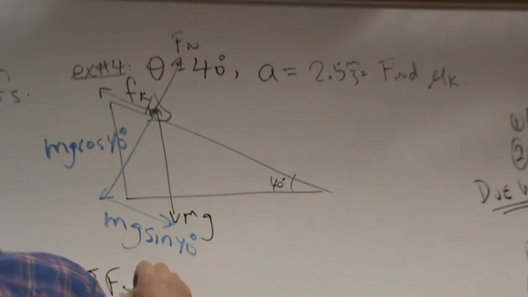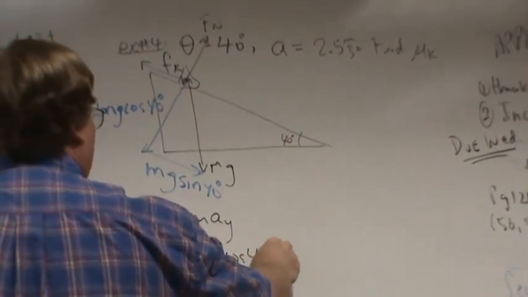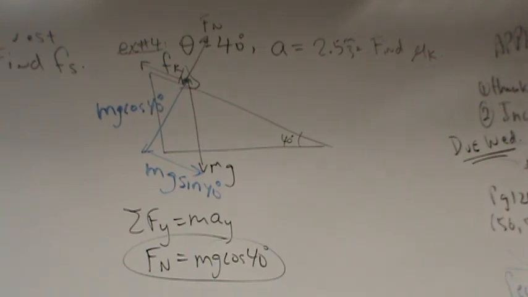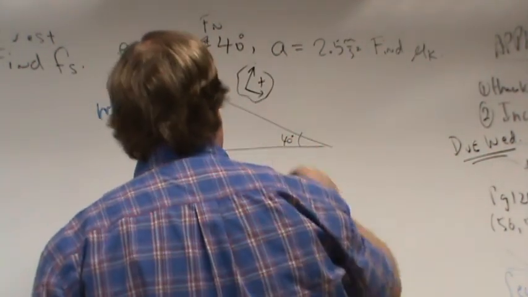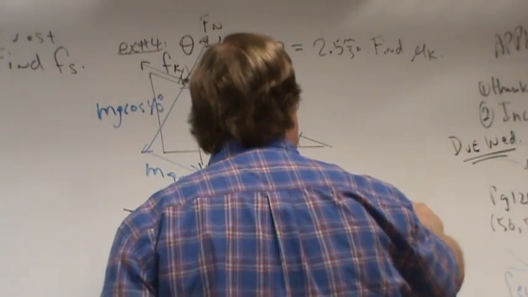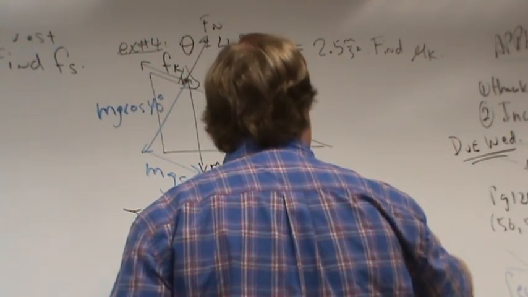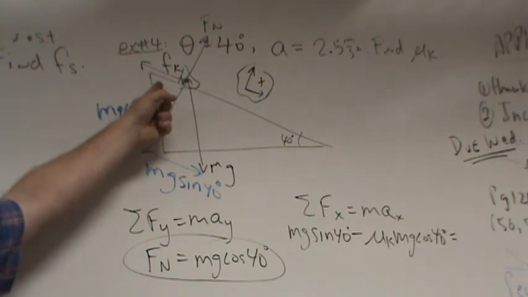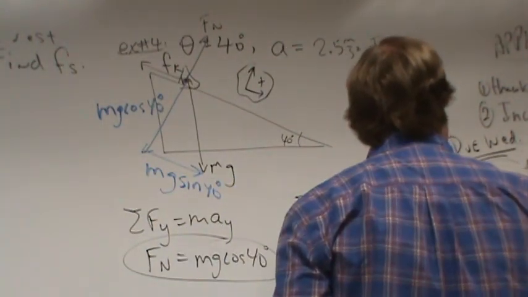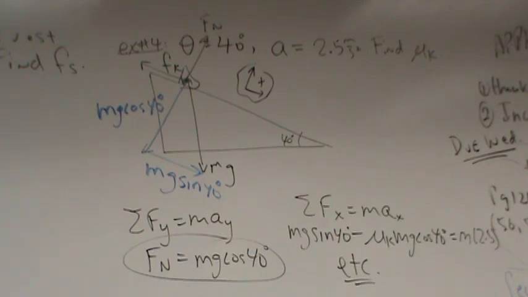You do the sum of the forces in the y direction equals may, but it ends up just normal force equaling mg cosine of 40 degrees, like always. And now finally, we turn our attention to the x direction. I'm going to define that way as positive and that way as positive. So I got sum of the forces in the x direction equals max. I got mg sine of 40 degrees minus mu sub k mg cosine of 40 degrees. That's my kinetic friction force, equals m times 2.5. And at this point, I'll say etc. I mean, there it is. Now you can cancel the m's and you can solve for mu sub k. Do your algebra and solve for mu sub k.